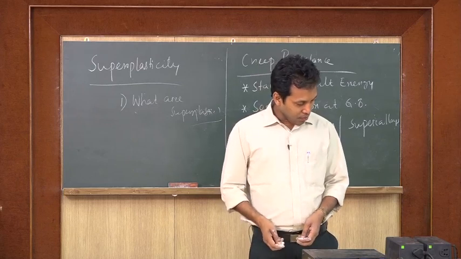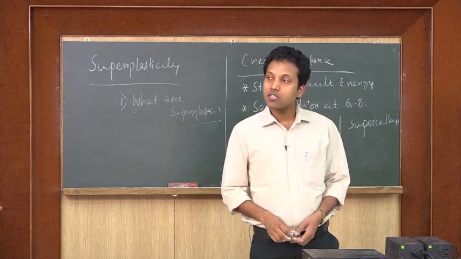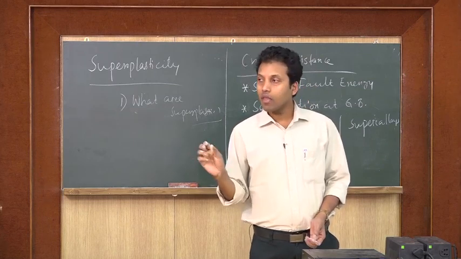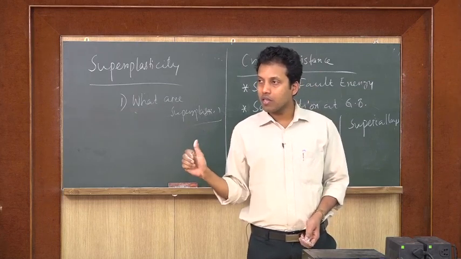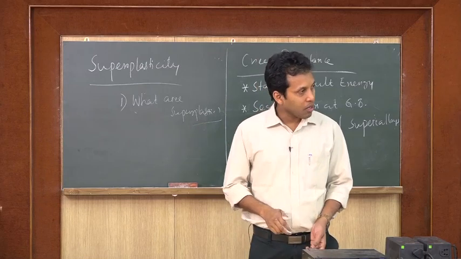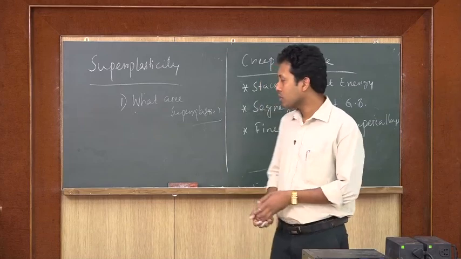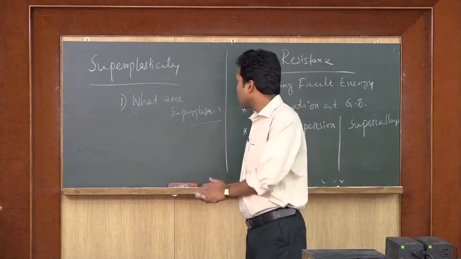Then I have some creep resistant steels also, in which some carbide precipitates come and do this dispersion strengthening, like vanadium carbide, titanium carbide, niobium carbide, etc. Okay. So, these are all from this chapter.